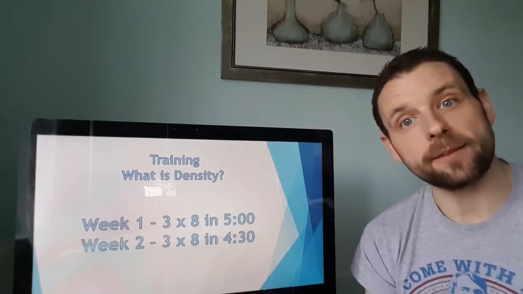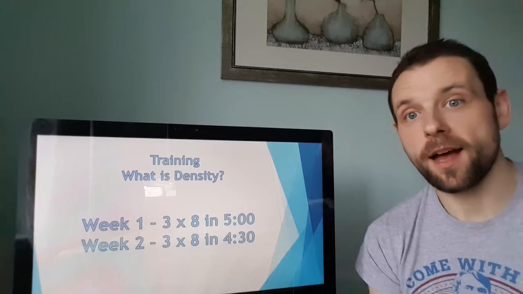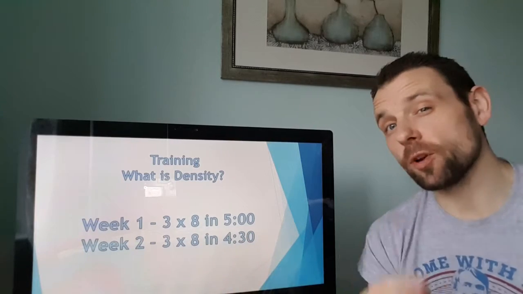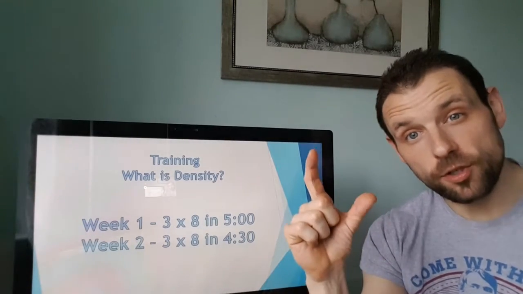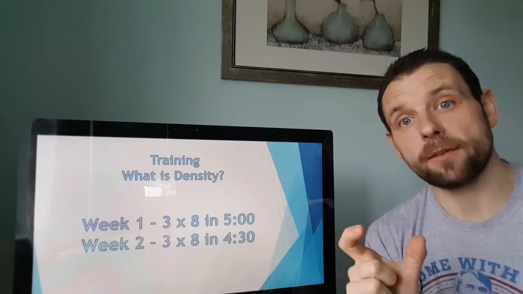So a quick progression or route that you could take: you could do 3 sets of 8 repetitions in 5 minutes, and then the following week you'll try to do 3 sets of 8 repetitions in 4.5 minutes. What you've done there is you've shortened the amount of time in which you're going to do the same amount of work.